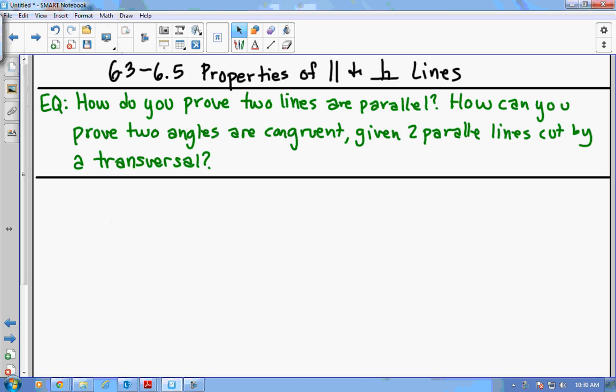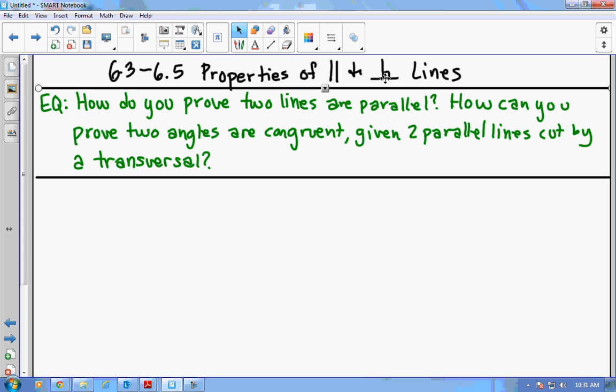The title comes from three sections in your book, 6.3 through 6.4. Properties of, what do these two vertical lines mean? Parallel. And what does this upside down T with a square in the corner mean? Perpendicular lines. Central question, there are two: How do you prove two lines are parallel? And how can you prove two angles are congruent given that you have two parallel lines cut by a transversal?